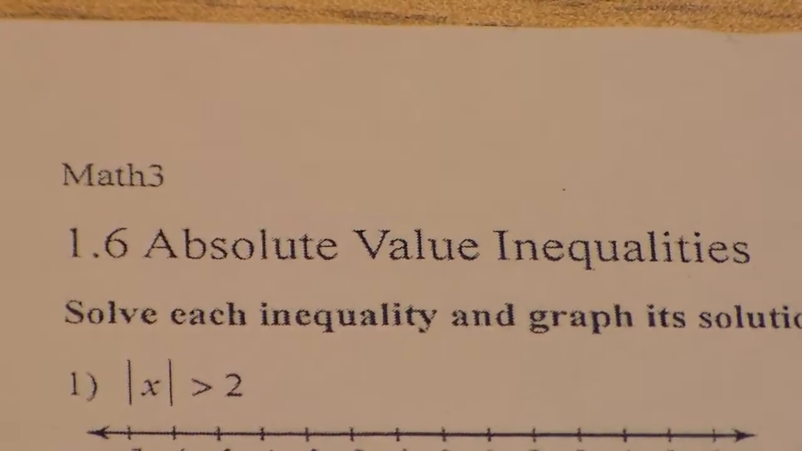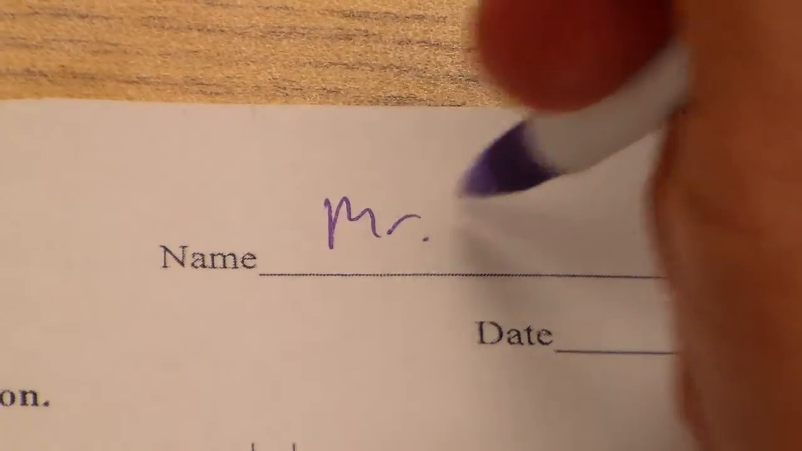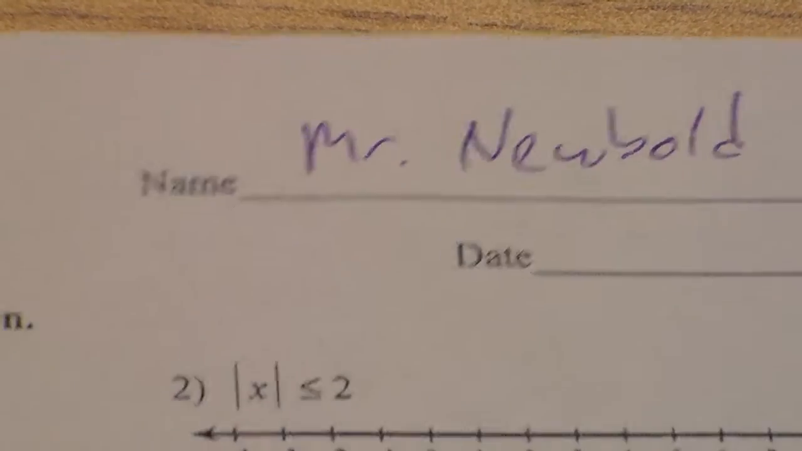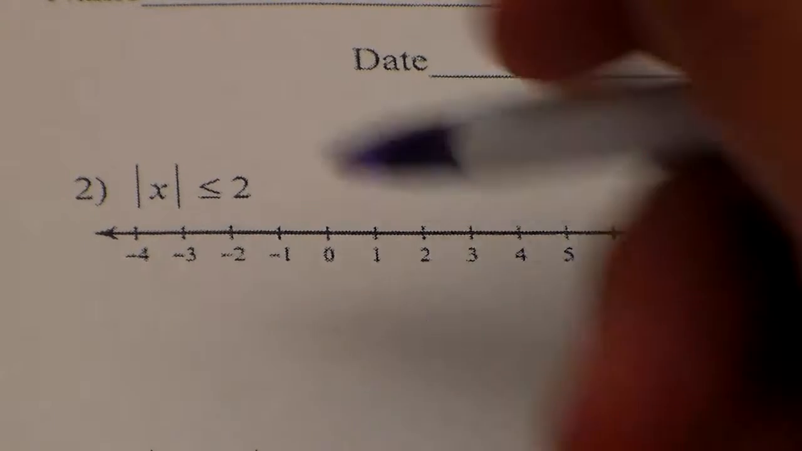So this is for the inequalities assignment, absolute value inequalities. Don't forget your name. Kermit the Frog here. Okay, so we're going to take a look at maybe number, just to make it easy, we'll start with number 2, just make sure you kind of know what's going on there.